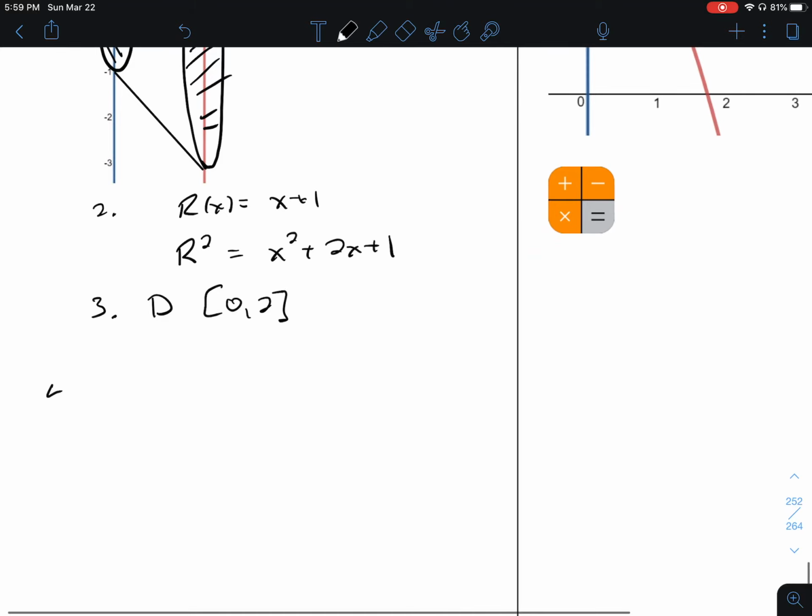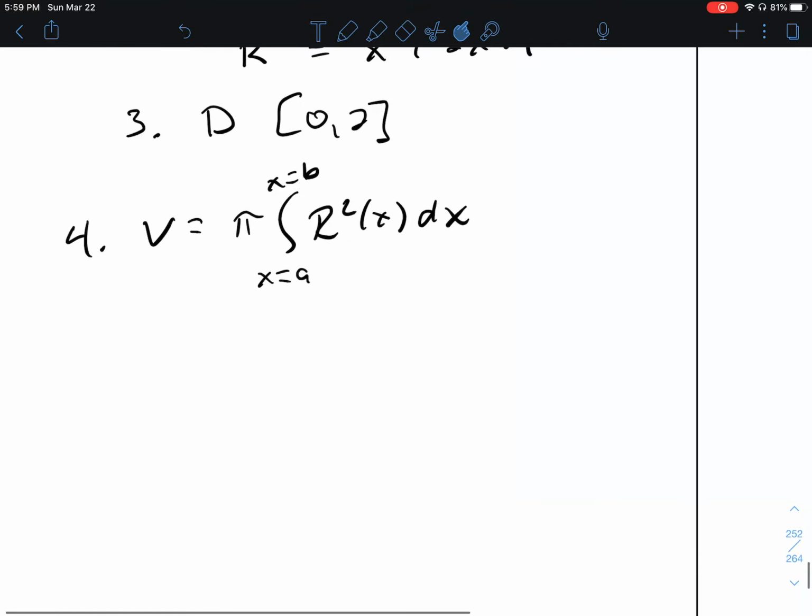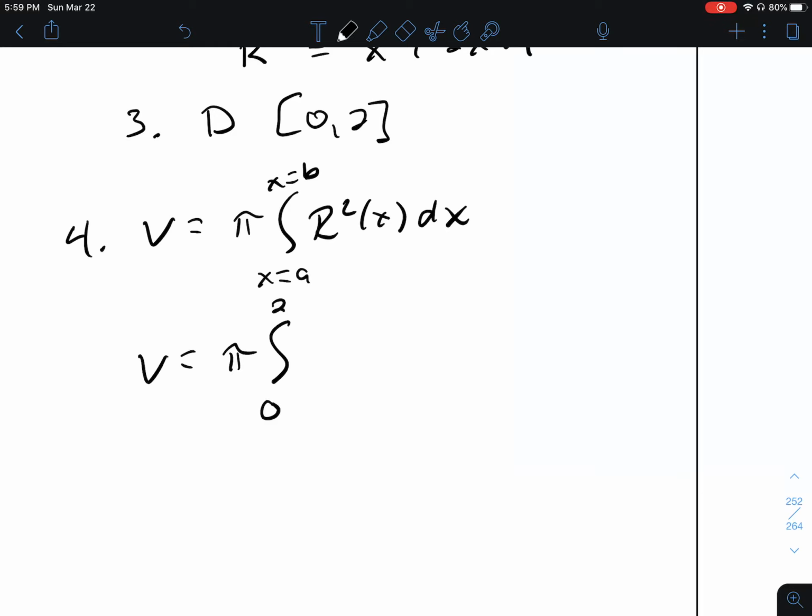Step 4, find this volume. The volume formula is pi times the integral of x equals a to b of r squared with respect to x. For this specific problem, the lower bound was 0, upper bound was 2, and r squared is x squared plus 2x plus 1.